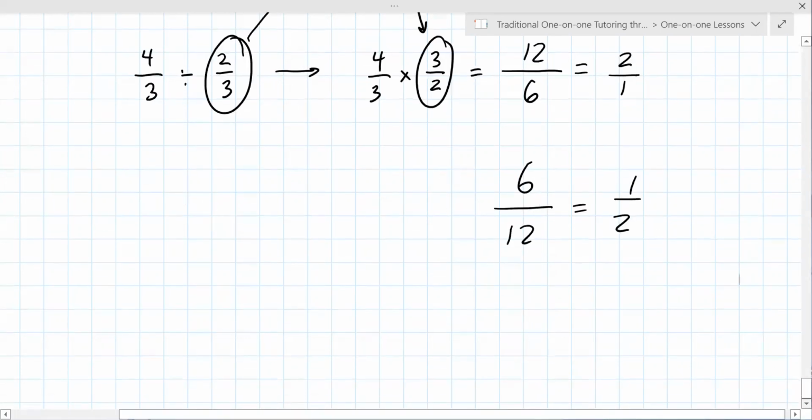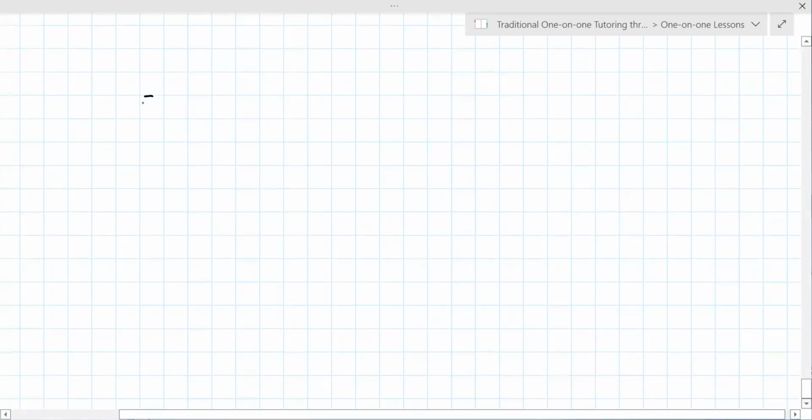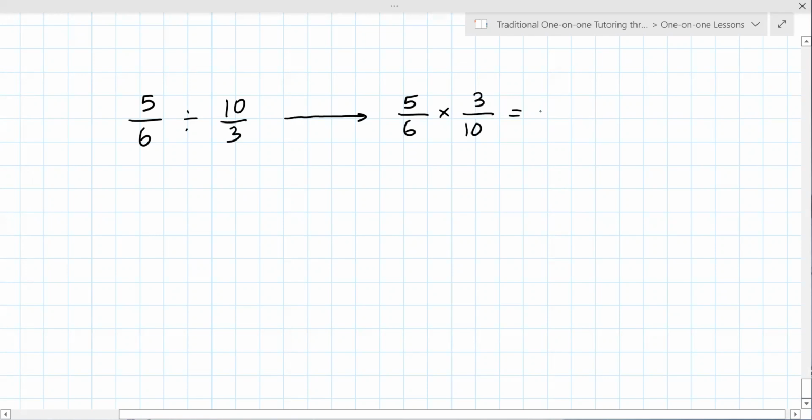So let's do another one here. Let's do 5/6 divided by 10 thirds. So what would this become? Which one do you flip? Is it the first one or the second one? The second one, so it would be times 3/10. So we're going to multiply the tops. 5 times 3 is 15, and then 60.